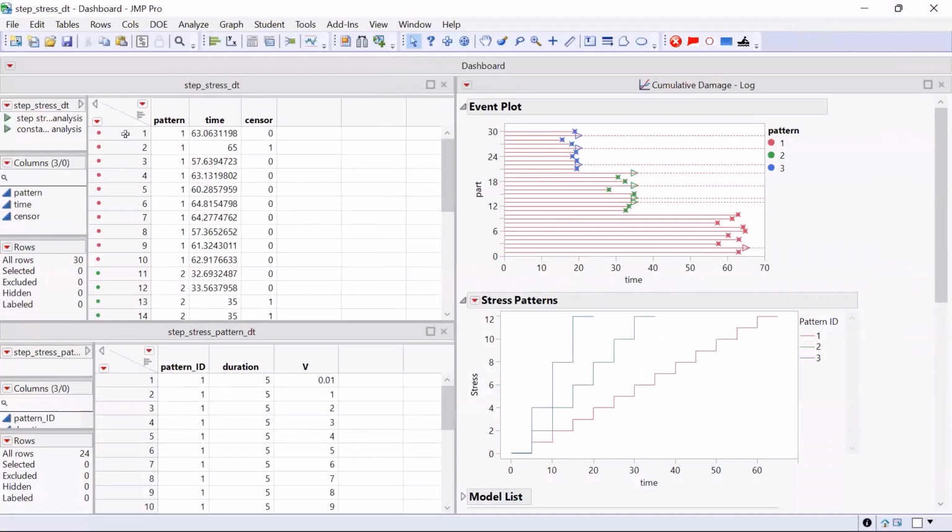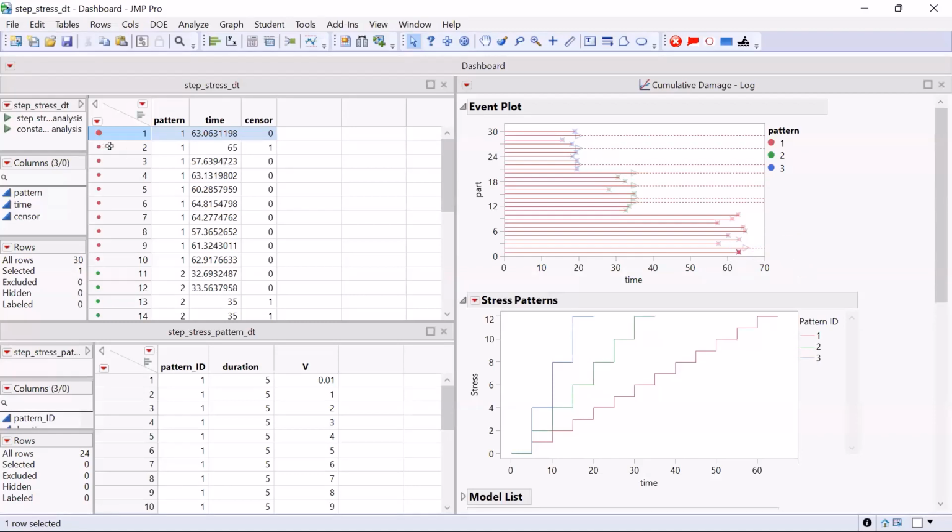So, for example, part number 1 here had a stress pattern of 1. And you can see over here, here are my stress patterns. The stress pattern of 1 was in red, and that's the lowest ramp rate, okay? I'm ramping up, and this part failed after, say, 63 seconds. It did fail, and the censoring indicator is 0. I have to tell JMP that this part actually failed. You can see this data point has been highlighted in this graph, and it looks like it's about 63 seconds.